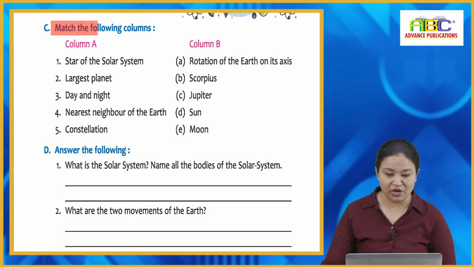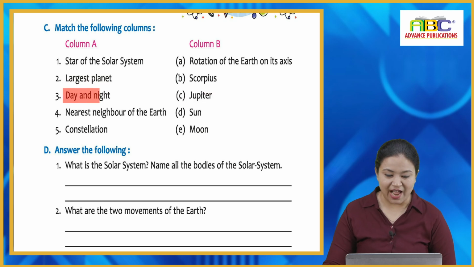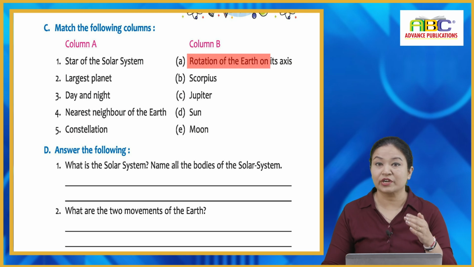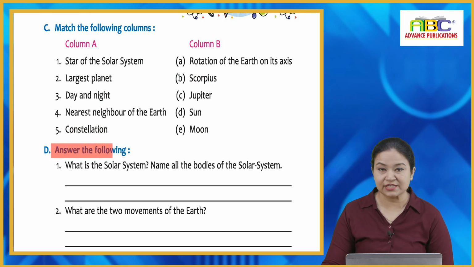Now see, match the following columns. Column A, column B, a star of the solar system. It is sun. Largest planet, it is Jupiter. Day and night. It is called rotation of the earth on its axis. Nearest neighbor of the earth, it is moon. Constellation, you have to tell constellation's name. It is Scorpius.